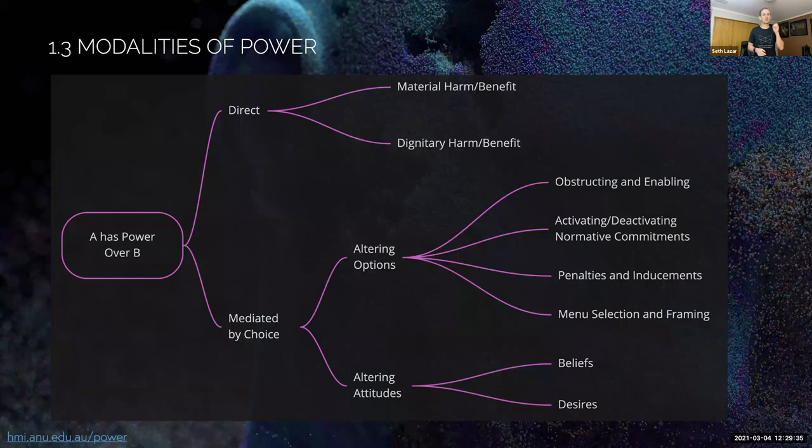I'll come back to this later, but it's an interesting contrast between the nature of power in the digital world versus in the physical world. It's a lot easier to just completely remove options, and to create new options, when you're constructing a digital environment. This relates to the question of activating and deactivating normative commitments. This is effectively the same as obstructing and enabling, but instead of putting in place physical obstacles, you're putting in place moral obstacles. Instead of removing obstacles, you're removing moral obstacles.